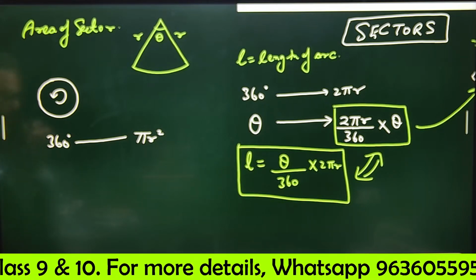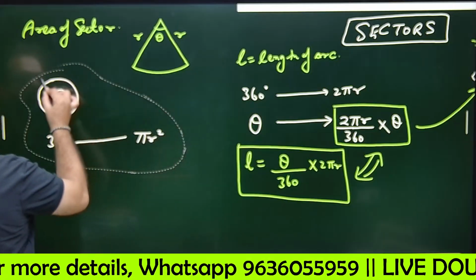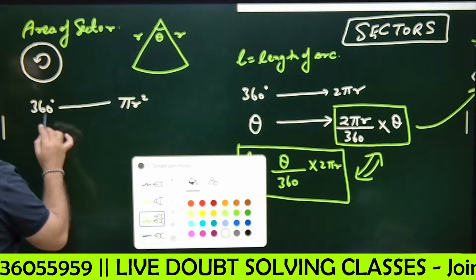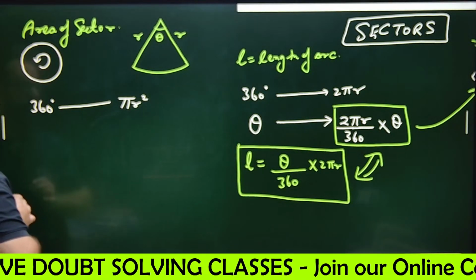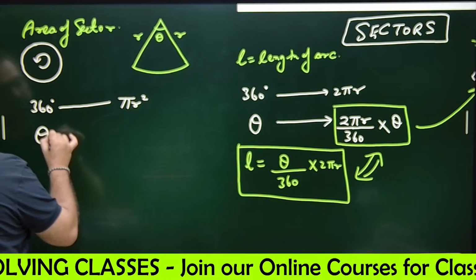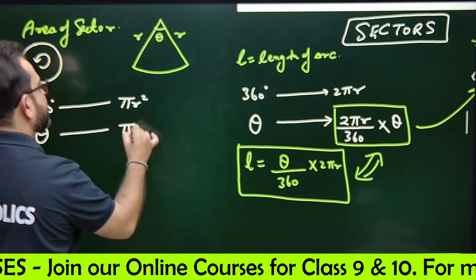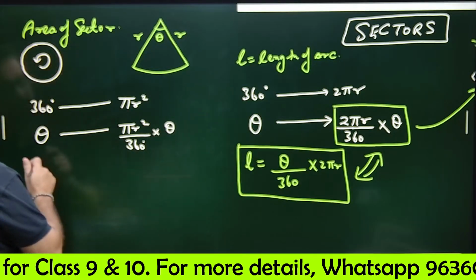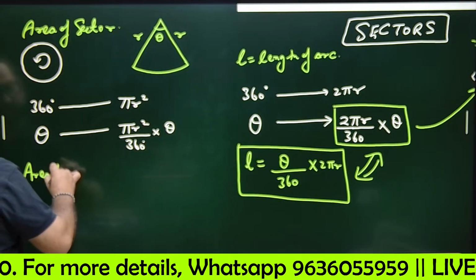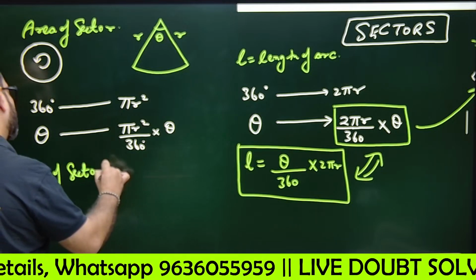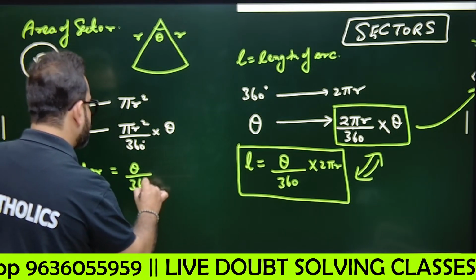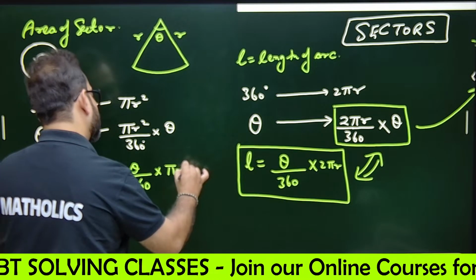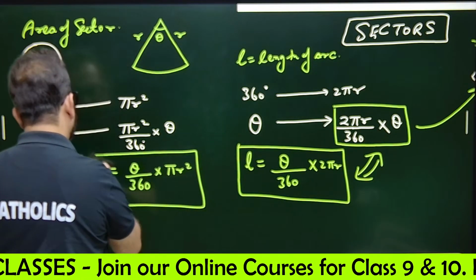If this is a circle, so the central angle will be what? Obviously, it's 360 degrees. And if it is 360 degrees, the area is pi r square. So when the angle is theta, according to the unitary method, it will be pi r square upon 360 degrees into theta. So area of sector's formula, how to remember? Area of sector equals theta by 360 into pi r square. This is the formula for area of sector.